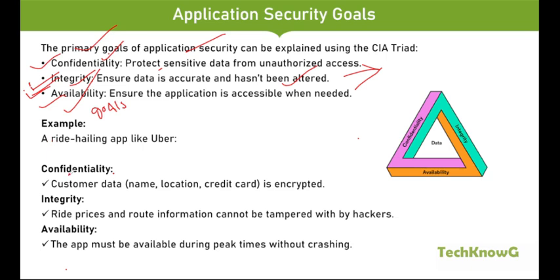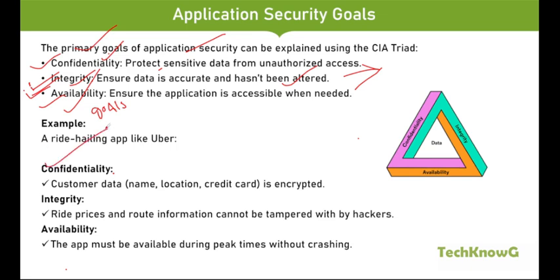Then availability. The application should be available whenever anyone wants to use it. The application should not be going down, for example through DOS attacks, because they might lose customers. If the application is down, customers might look for some other option.